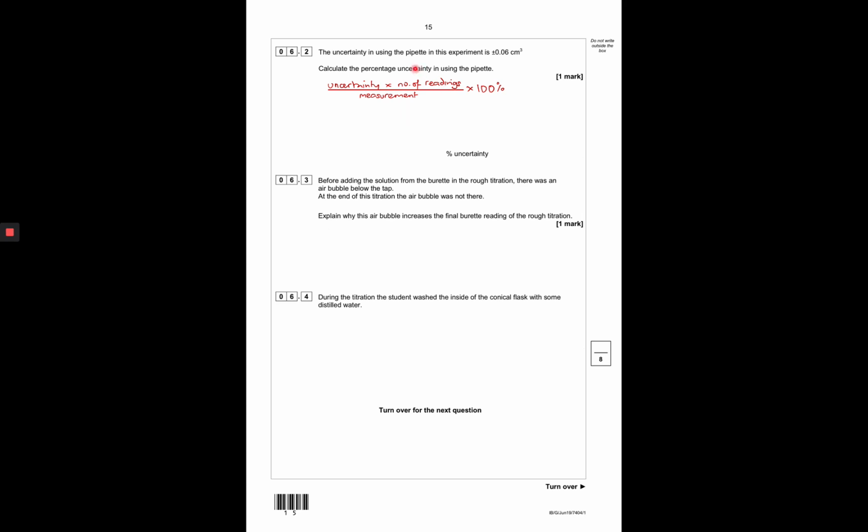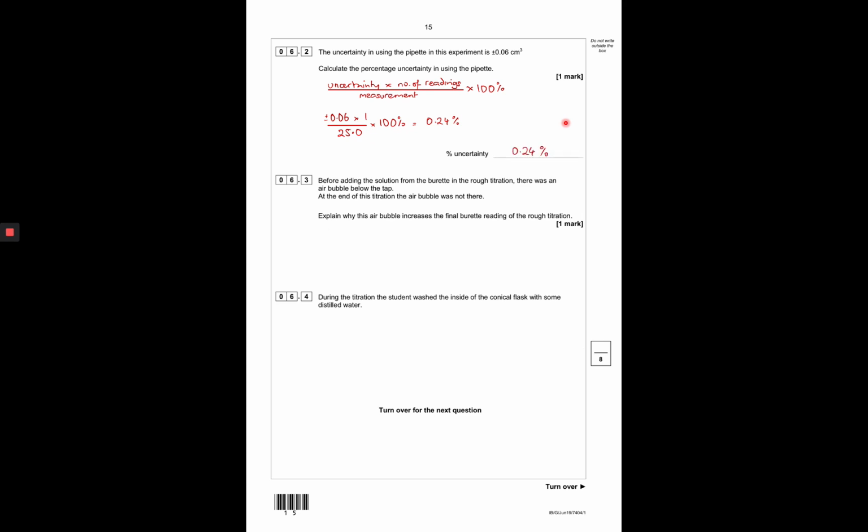So the only thing where people made a mistake here is they mostly did it correctly, but they didn't pay attention to the fact it said pipette and that the pipette was a 25 centimeter cubed volume. So there's our uncertainty. It's one reading. It's divided by the volume that the pipette measures, and we end up with 0.24%.